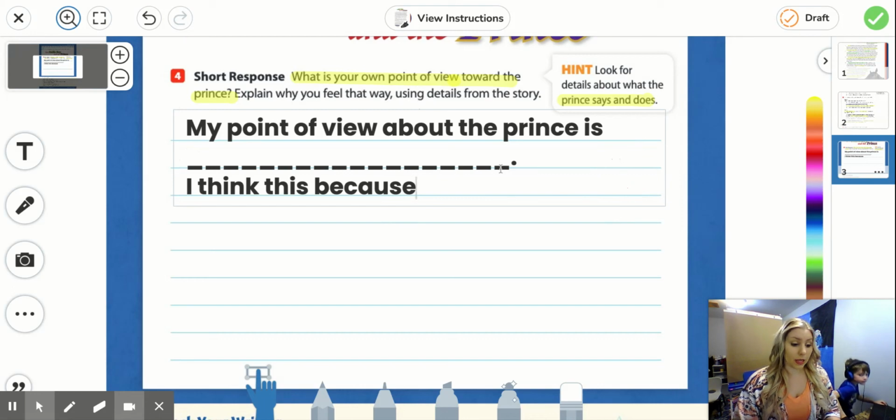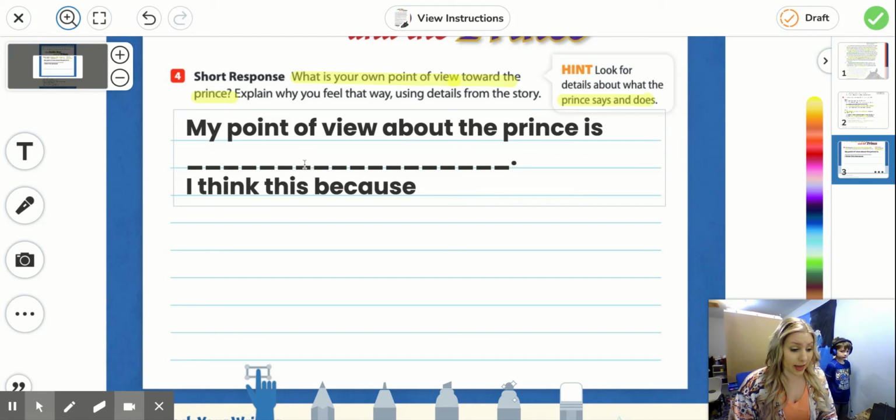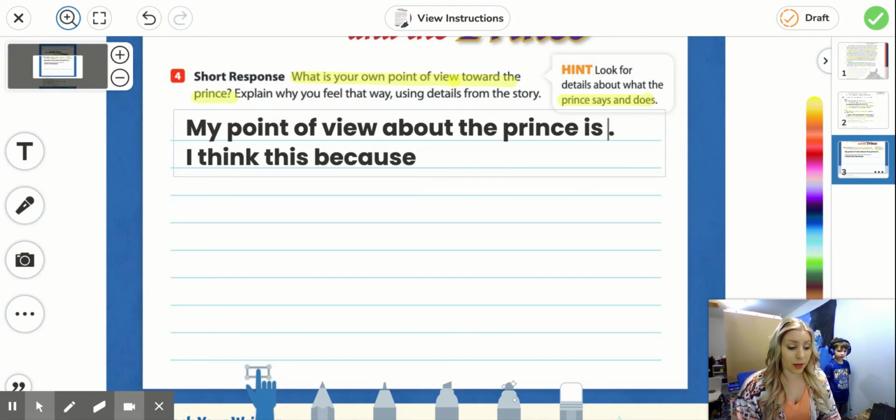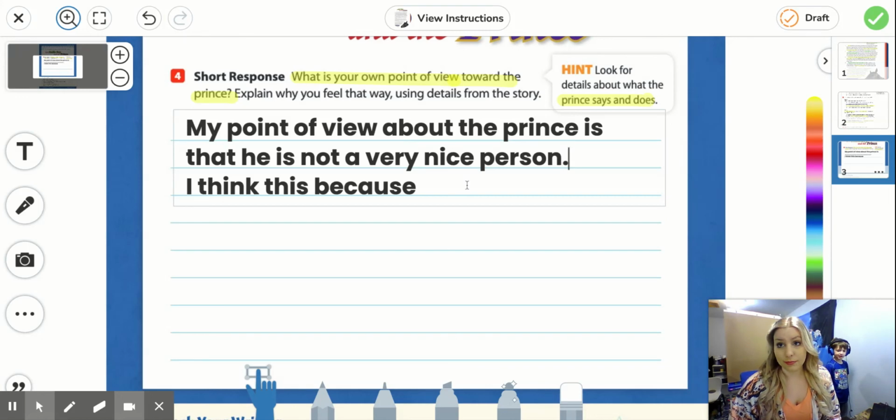That's your choice, okay? So for me, my point of view about the prince is that he is not a very nice person. That's my point of view. Yours might be different. Maybe you agree with him and you're like, well, he is a prince. He might get in trouble or whatever your reasoning is. But my point of view, okay, Lonnie, is that I don't think the prince is a very nice person. That's what I think. But your point of view might be different than mine, and that's okay too.